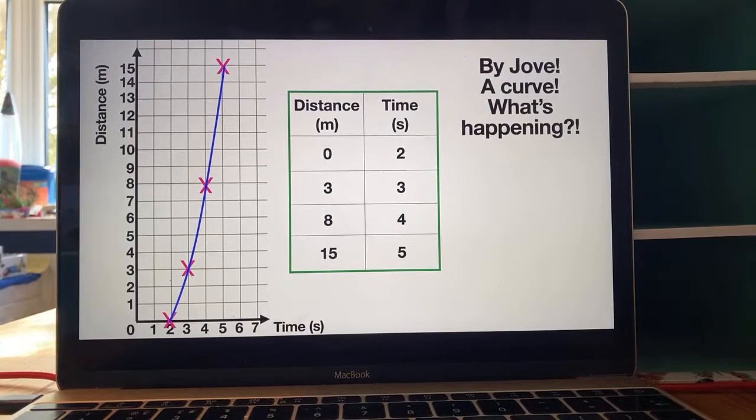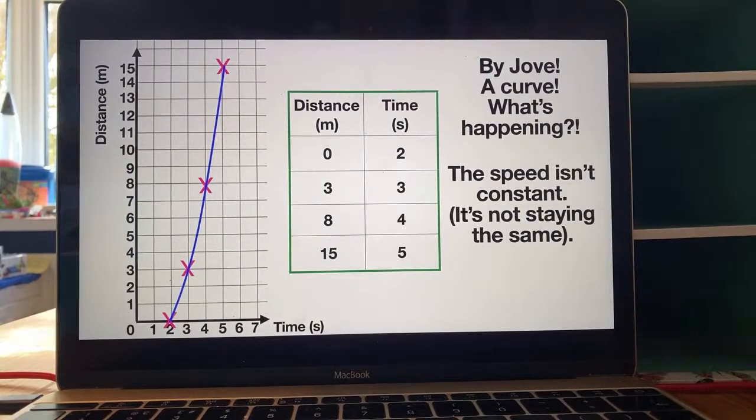A curve. What's happening? What's going on? Not a hypothetical question. Can you tell me what's happening? What is happening if a distance time graph shows you a curve? Well, hopefully some of you are saying, well, the speed is not constant. The speed is not staying the same. And yes, that would be true.